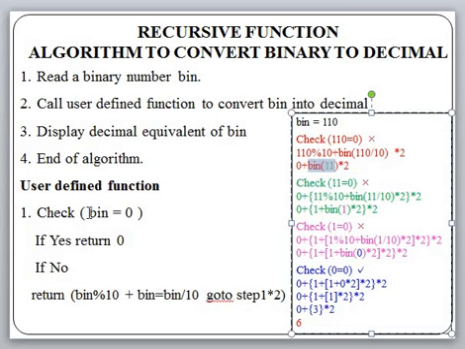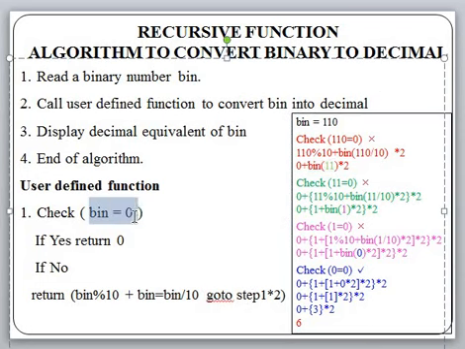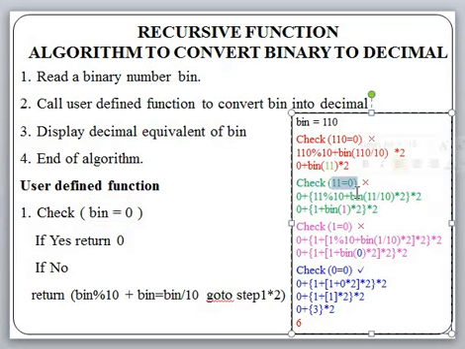What is this step 1? Step 1 is nothing but checking the value of bin equal to 0. So whenever bin equal to 0, we have to stop the process. That's why we are going back to step 1. Here in this step 1, again we are checking whether 11 is equal to 0. So we know that 11 is not equal to 0. So again we have to process the result in this fashion.